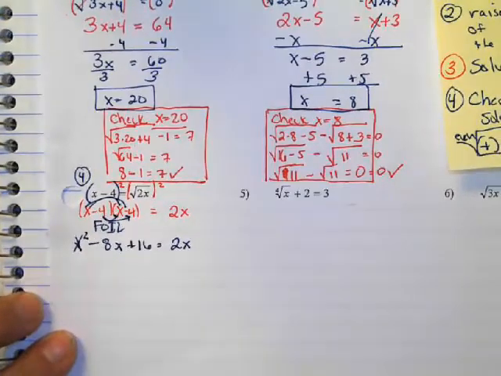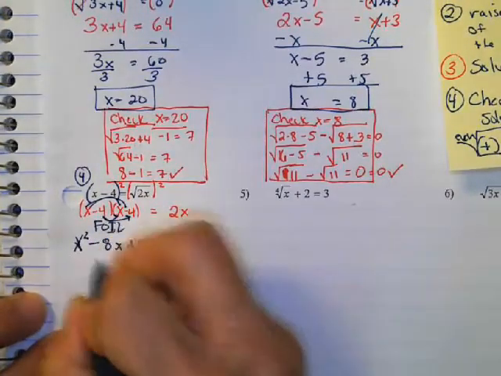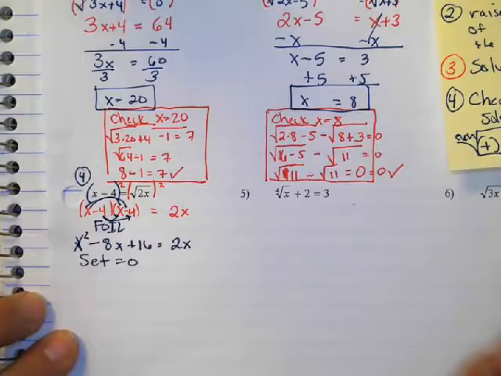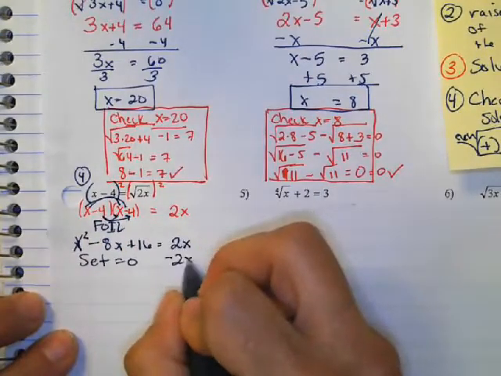Okay, so now I have a quadratic, and my quadratic has to be set equal to 0 because it's a quadratic. So I'm going to subtract 2x.